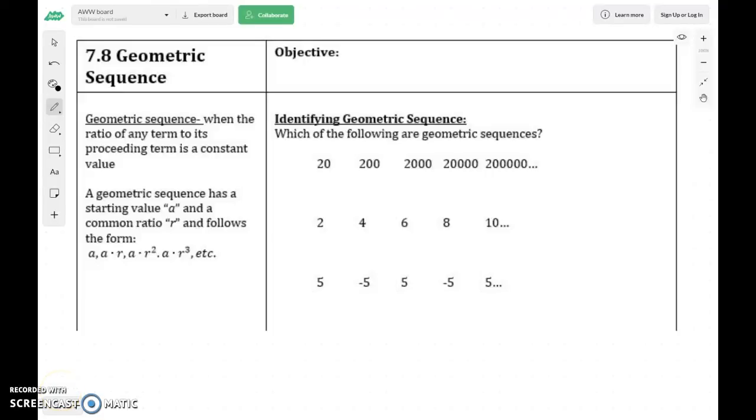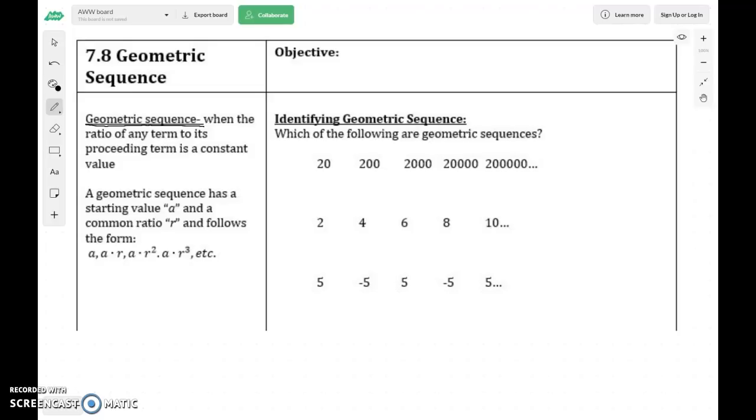Alright, so looking over today's topic, we're talking about geometric sequences and how those apply with exponential functions. So the first thing we're going to do is pay attention to this definition that you see up here on the board. Geometric sequences. A geometric sequence is when the ratio of any two terms, or any term to its preceding term, is a constant value.